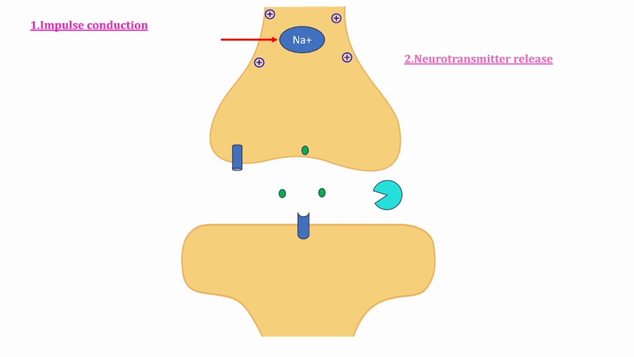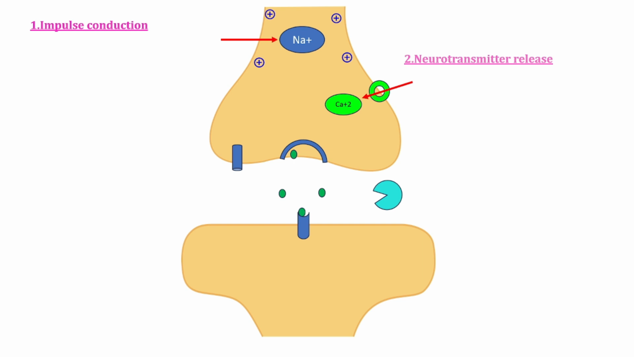Next, neurotransmitter release. How does neurotransmitter release happen? The voltage gated calcium channel is opened. Once it is opened, there is an influx of calcium into the neuron. Once the calcium enters the neuron, that calcium fuses with the vesicles, then it fluidizes the membrane. Then there is a release of neurotransmitter.